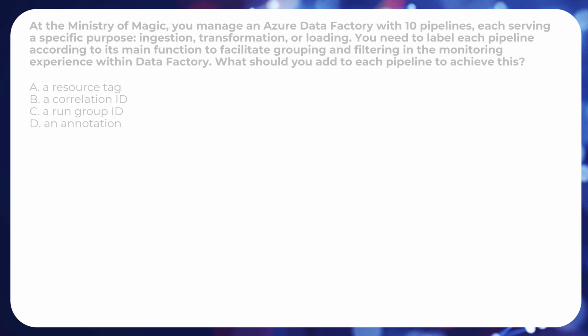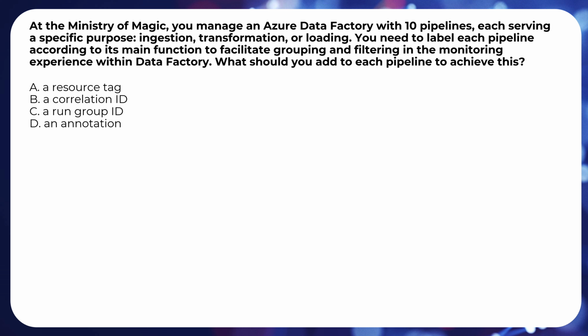At the Ministry of Magic, you manage an Azure Data Factory with 10 pipelines, each serving a specific purpose: ingestion, transformation, or loading. You need to label each pipeline according to its main function to facilitate grouping and filtering in the monitoring experience within Data Factory. What should you add to each pipeline to achieve this?